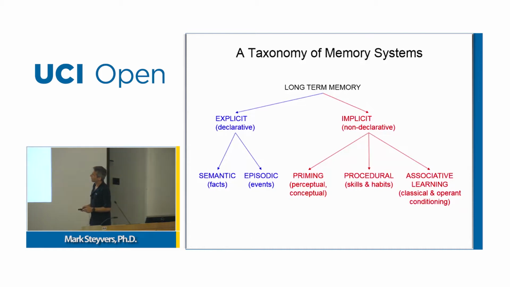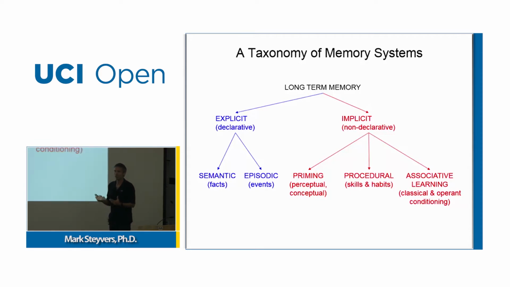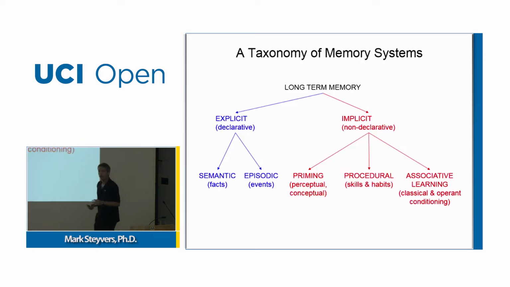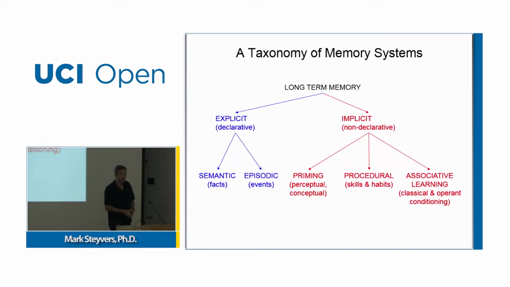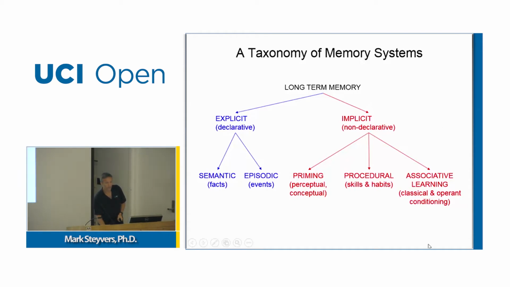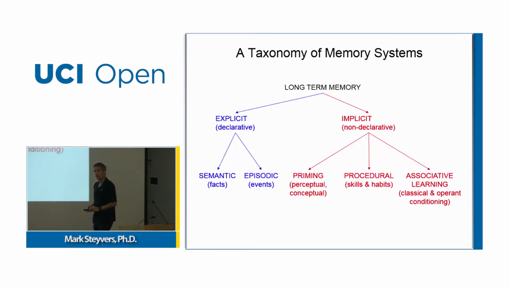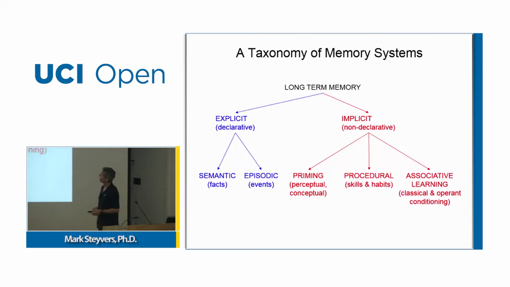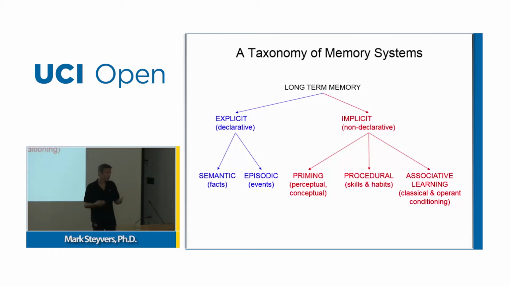So explicit memory is known also under the name declarative memory. These are memories that you can declare. You can consciously be aware of those memories and you can declare, I have this memory, I remember that. On the other hand, on the right-hand side, all the red-marked memory systems, those are implicit memory systems. These are memories that affect you, they do influence your behavior, but you might not be aware that this is going on. So you can't declare these memories. And so another word for it is implicit memory.